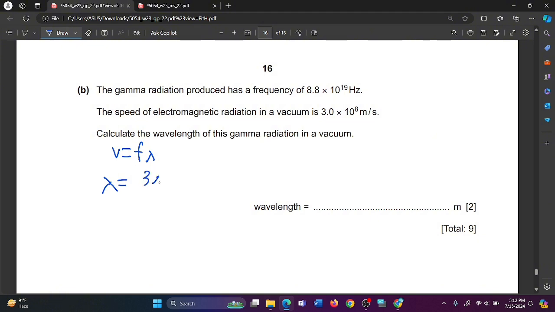If v is 3 into 10 to the power 8, we divide it with frequency, that is 8.8 into 10 to the power 19. Then let's put the values into the calculator. We get 3.4 into 10 to the power minus 12 meter.